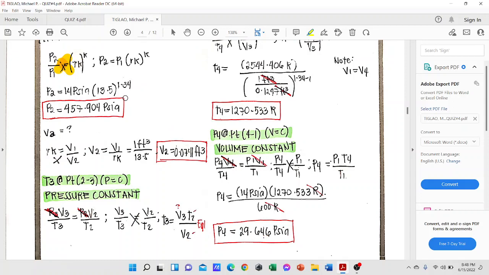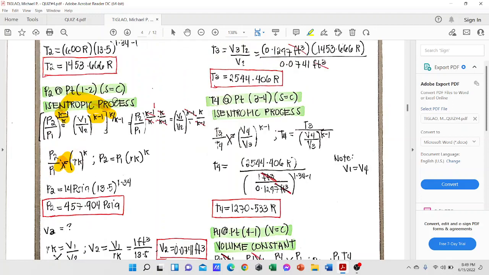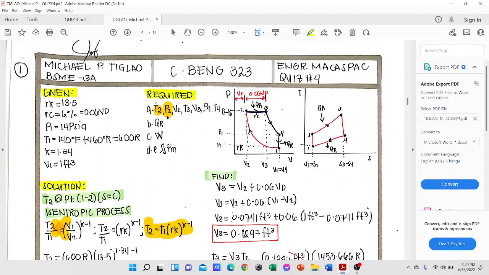So, substitute lang natin yung mga given value. Yung P1 natin is 14 PSIA. Yung RK natin is 13.5. Then, inaka-raise siya sa 1.34. Therefore, yung P2 natin is equals to 457.904 PSIA. So, nakuha natin yung pressure 2.